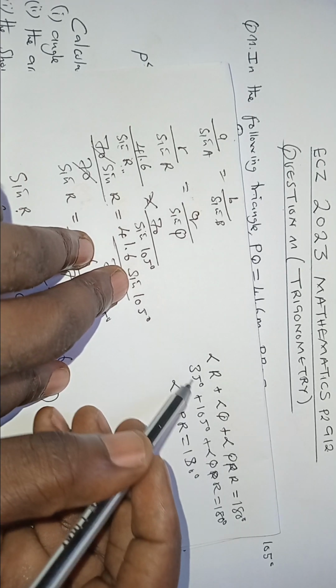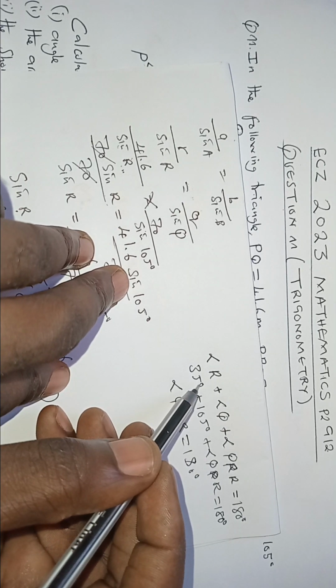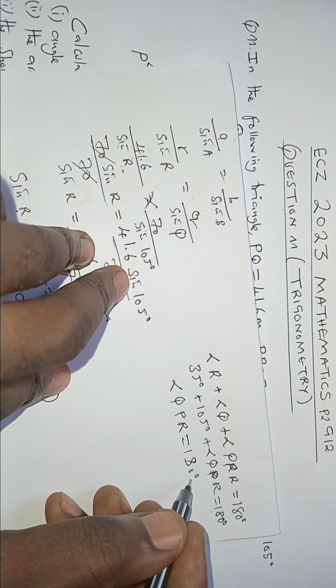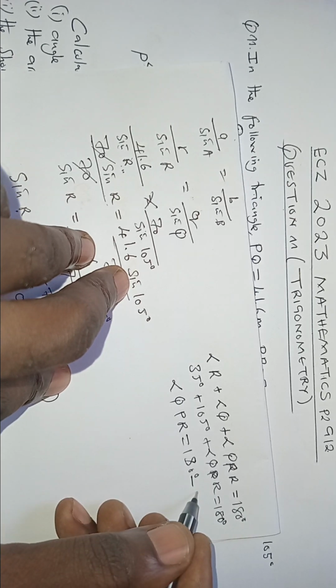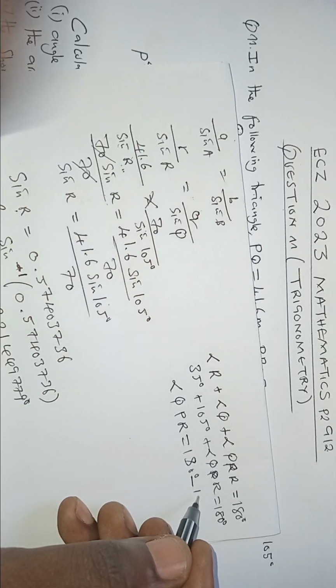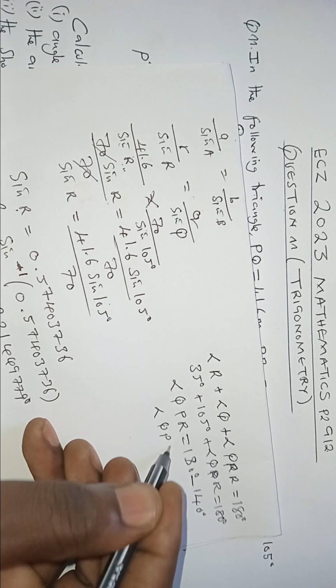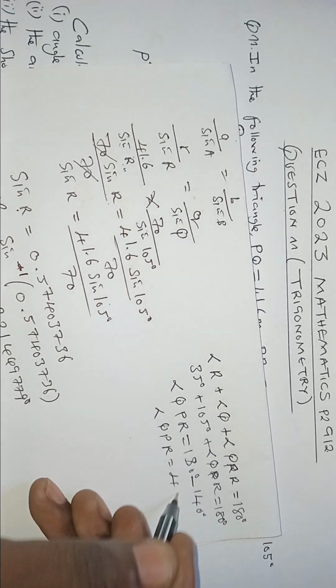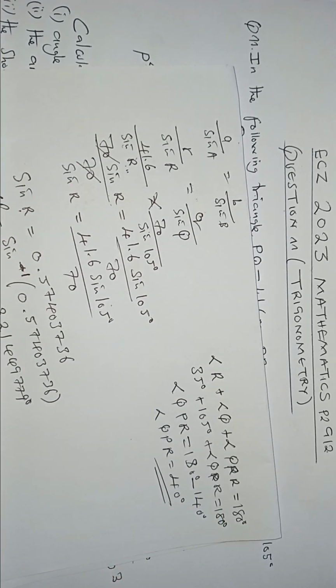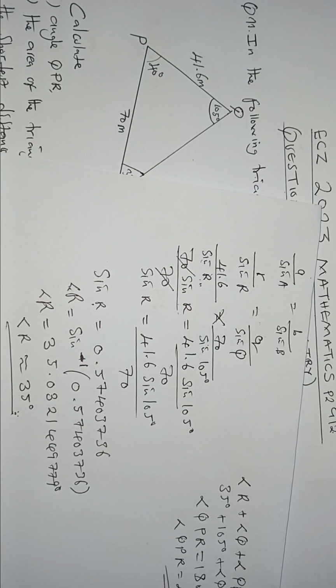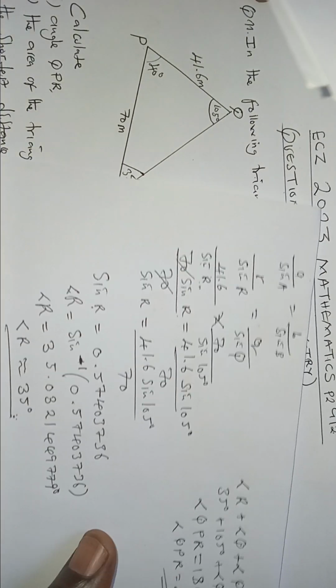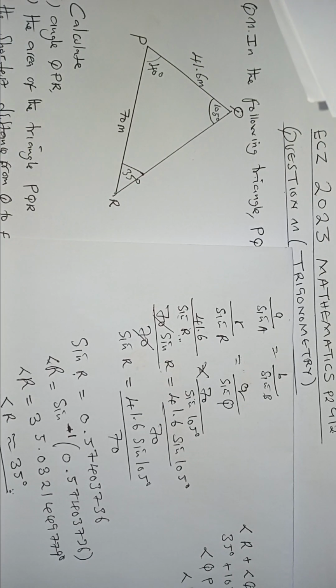180, then 105 plus 35 degrees is going to give us 140. So we subtract 140 degrees. So angle QPR is equal to 40 degrees approximately. Okay, so now we can move to the second part of the question, which is asking us to calculate the area of triangle PQR.